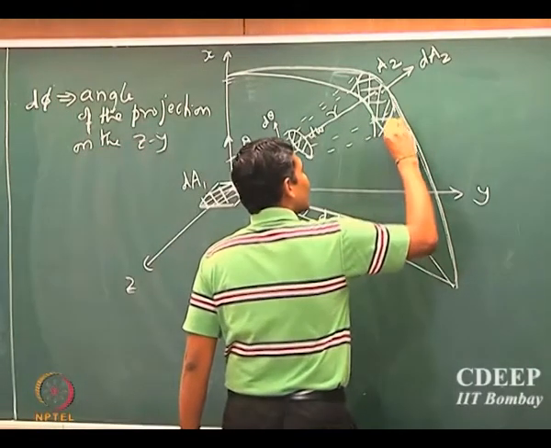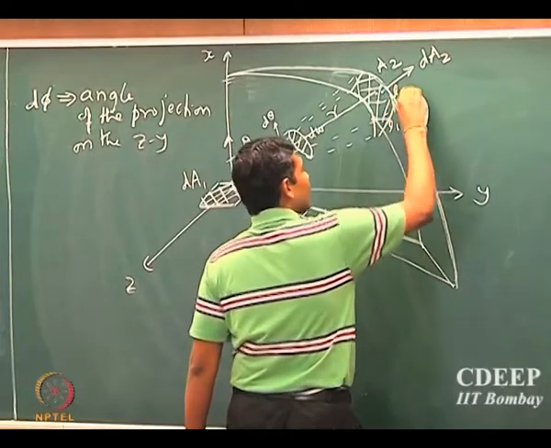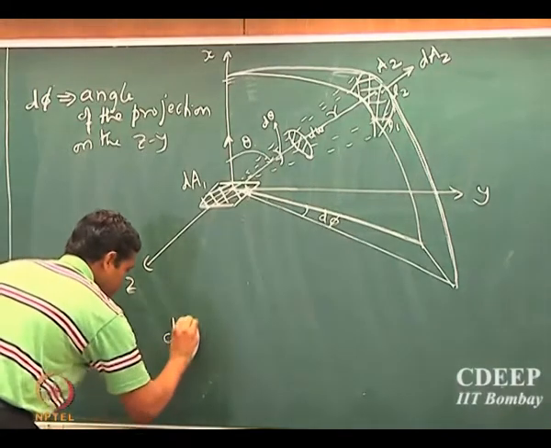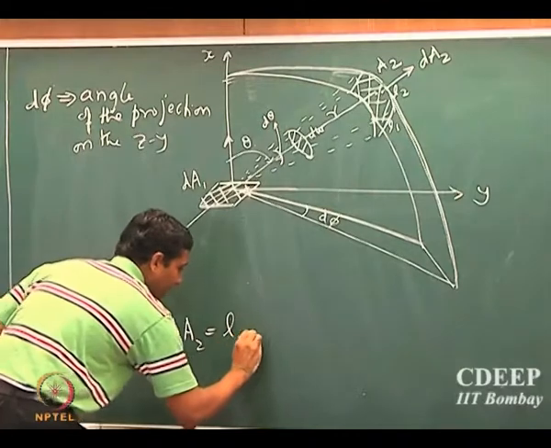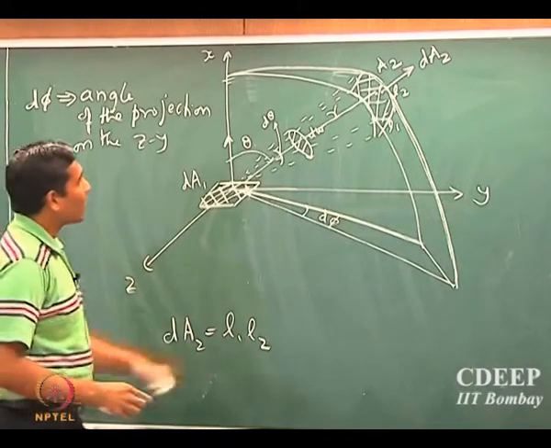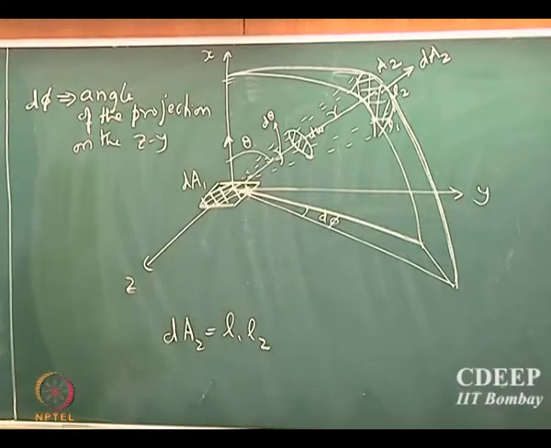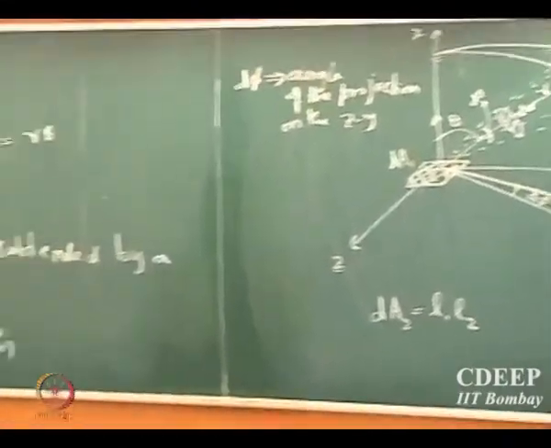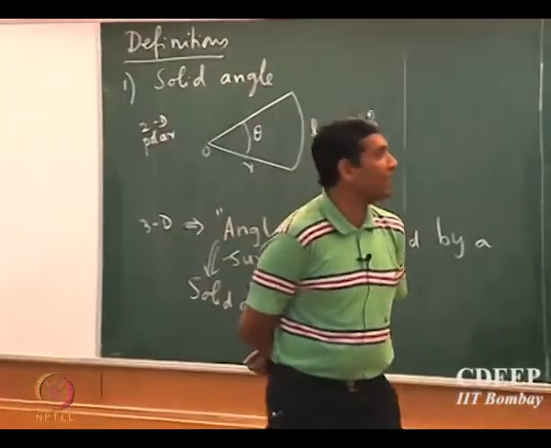Supposing I call this length L1 and this length L2, so that's the linear length scale of the 2 sides. So dA2 is nothing but L1 into L2. If I know what L1 and L2 are, I am done. I can find the solid angle. Okay. What is L1? How do I find L1 from d phi?